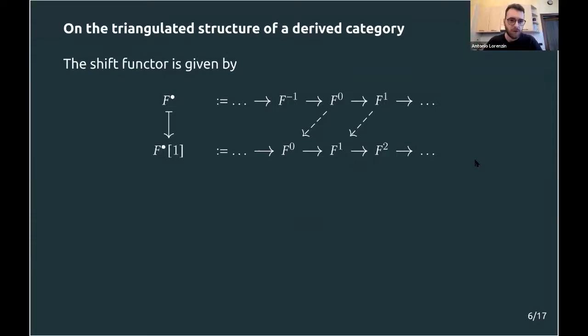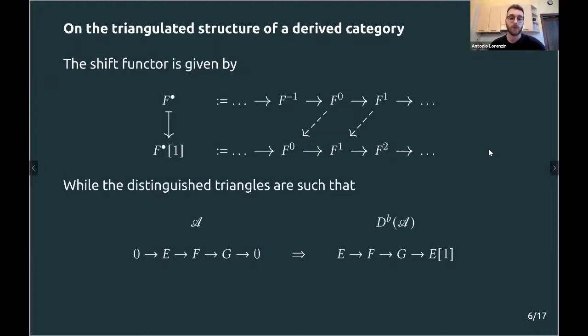I give you the example, but let me say something about the triangulated structure. The shift functor, first of all, is just shifting the degrees. When we apply the shift, we will have f0 at the degree -1, then we will have f1 at the degree 0, and so on. The distinguished triangles satisfy the following. We can see how triangulated categories are some sort of abelian categories, even though they are definitely not. For every short exact sequence in the abelian category, we will have a distinguished triangle in its derived category.